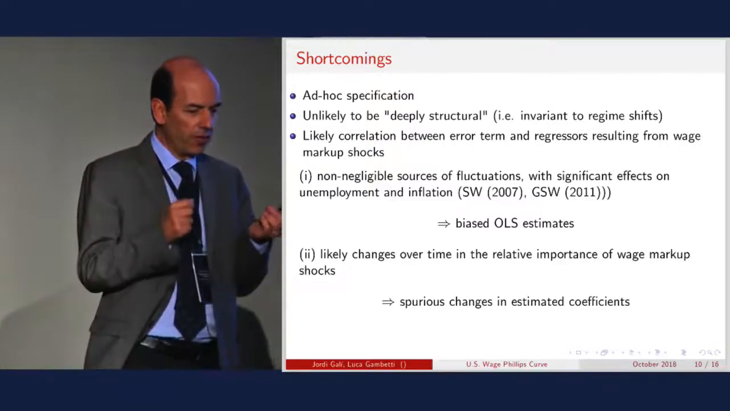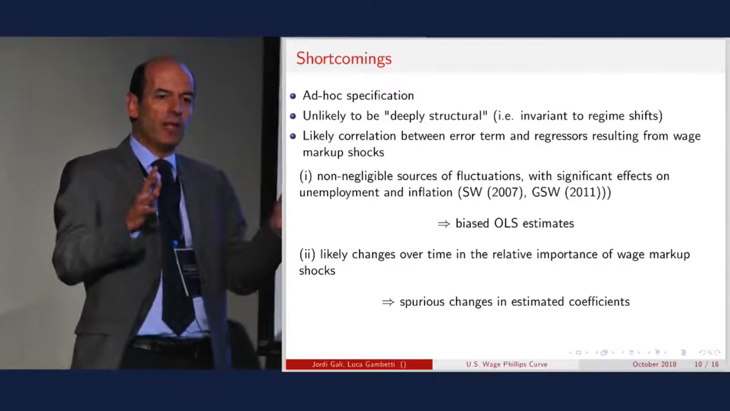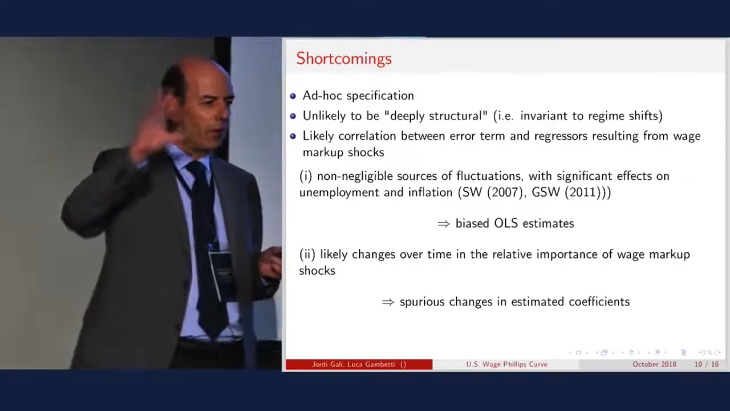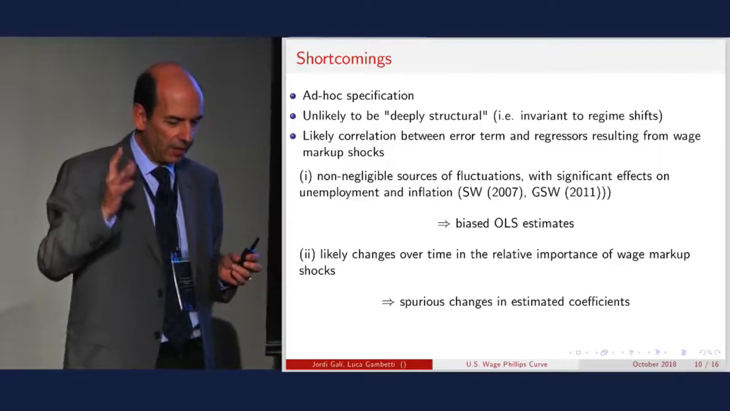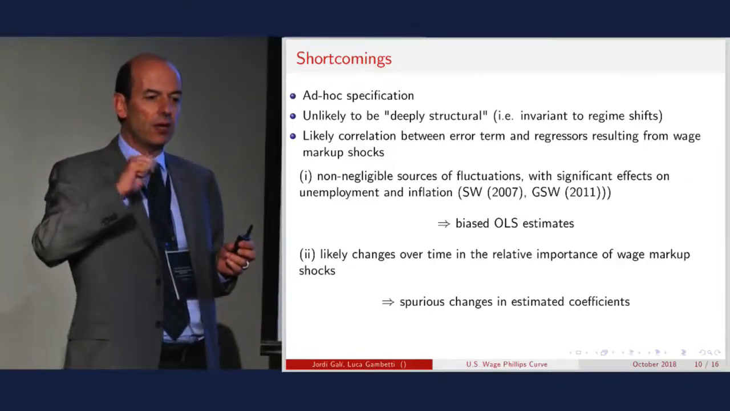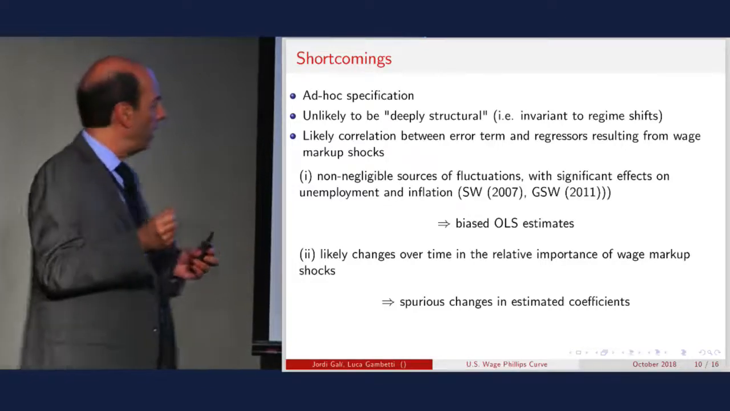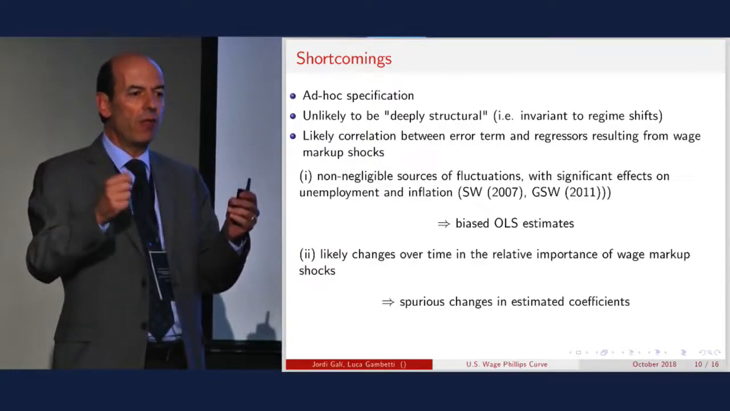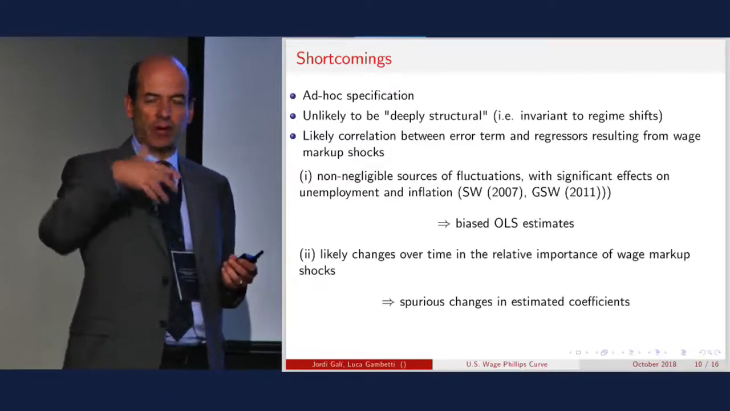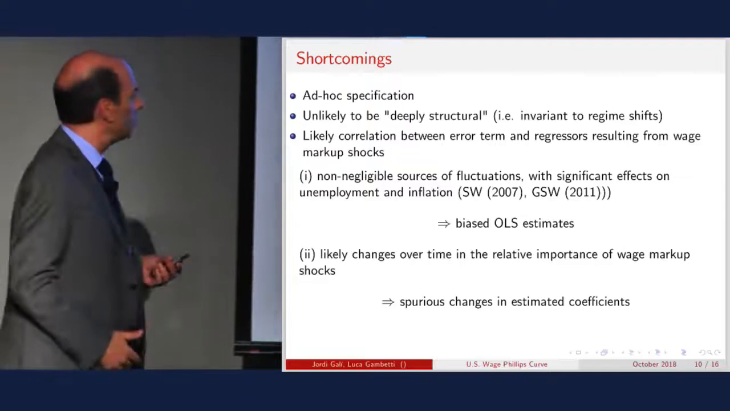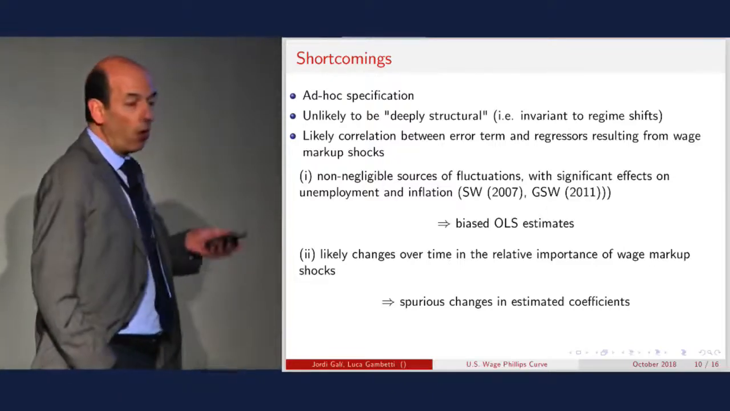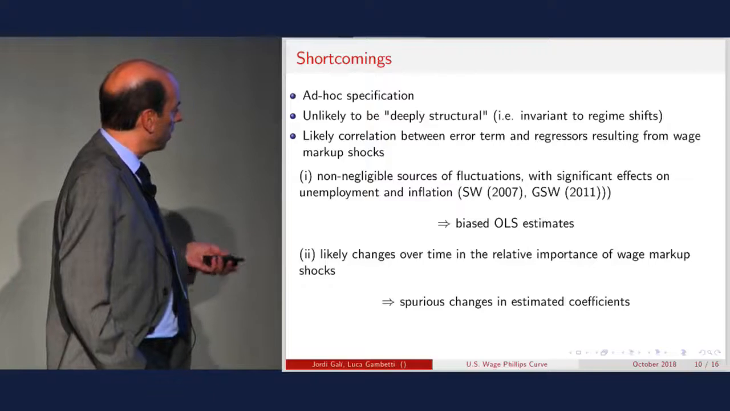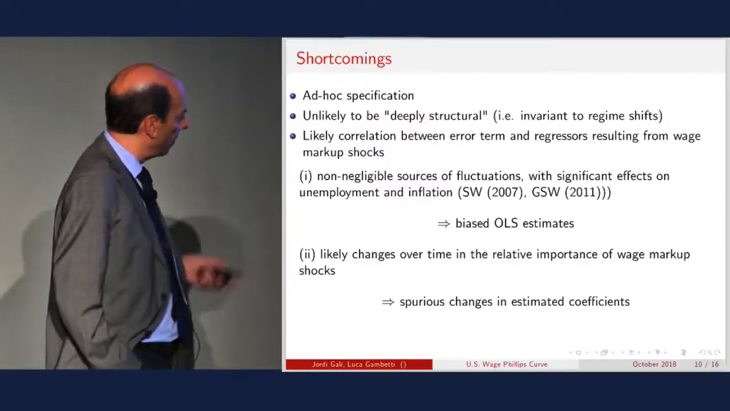And this correlation emerges very naturally if one gives the structural interpretation that I've given you earlier, because that error term is not measurement error or something that cannot have a simple economic interpretation, but has the economic interpretation of wage markup shocks, okay? And wage markup shocks, when embedded in any standard DSGE model, generate responses in price inflation, in wage inflation, in the unemployment rate, and so on. So that would imply that OLS estimates of the coefficients in that equation would be biased.